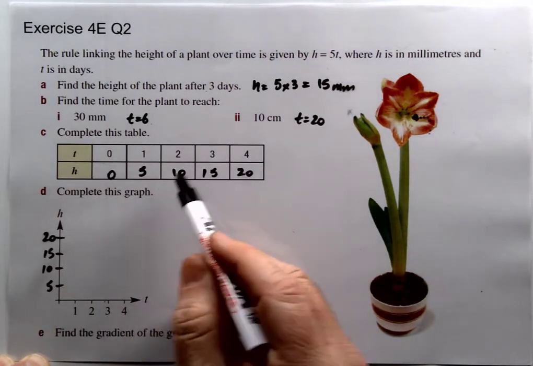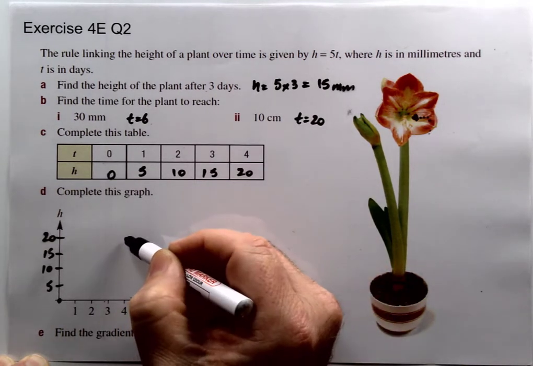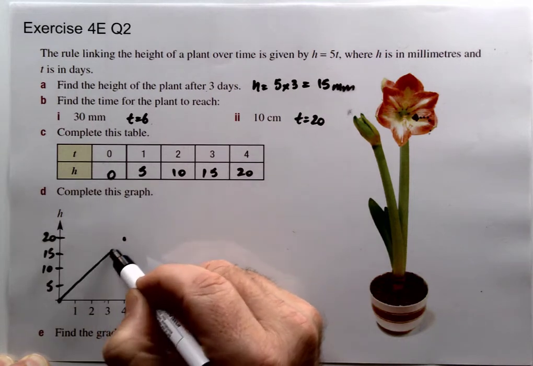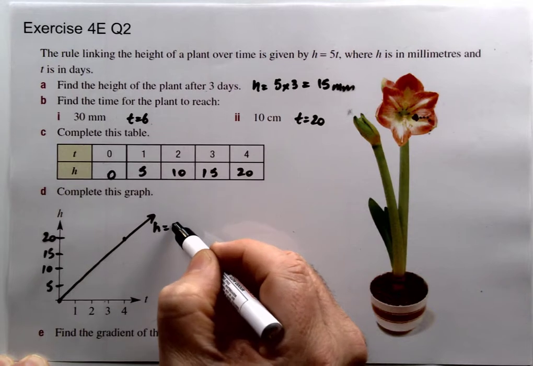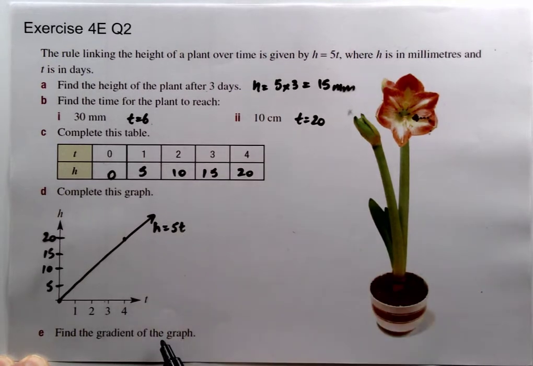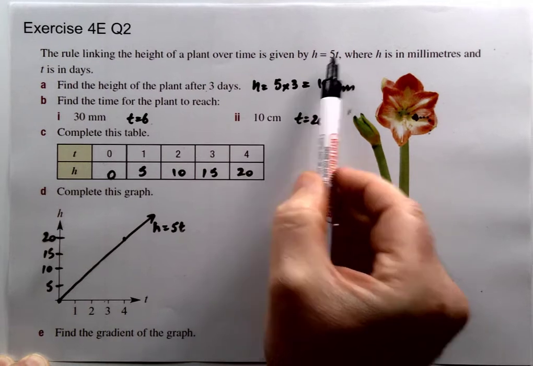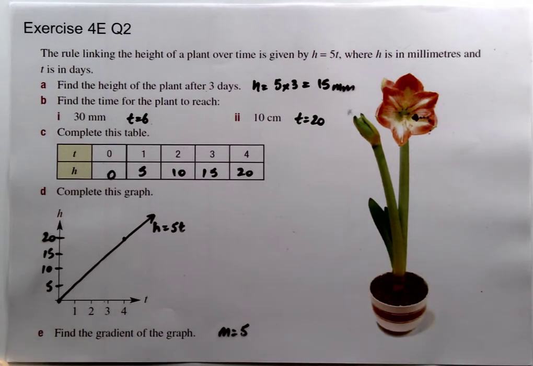Okay, look, we don't need to graph all 4 of these points, just graph the first one and the last one. Then very carefully with your ruler, draw your line through there, so that's h is equal to 5t. Find the gradient of the graph, and again, look, it's just going to be the coefficient of t in this case there.